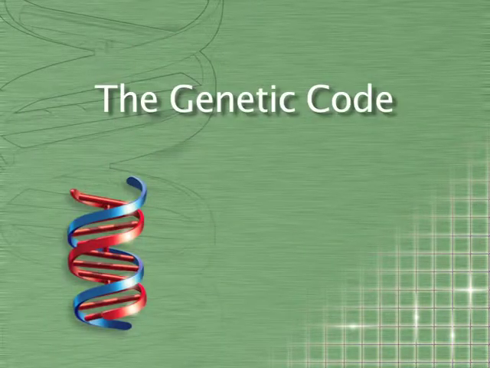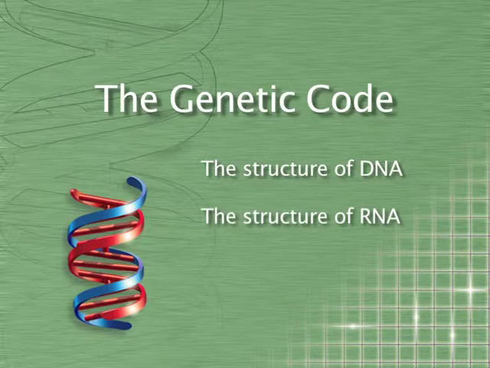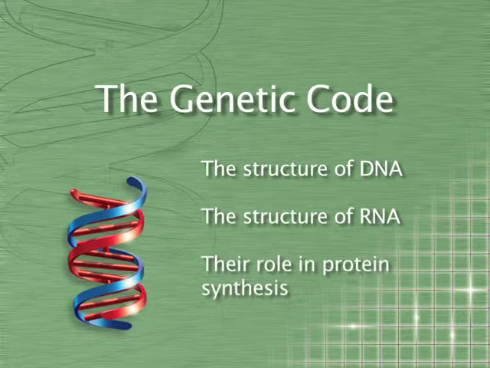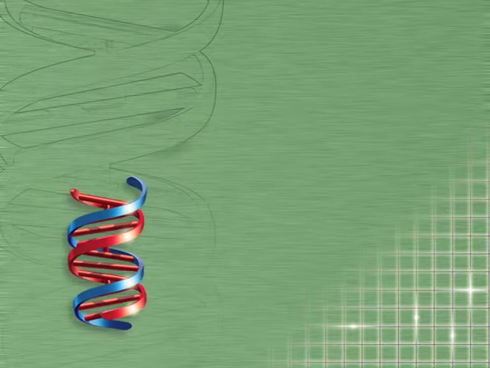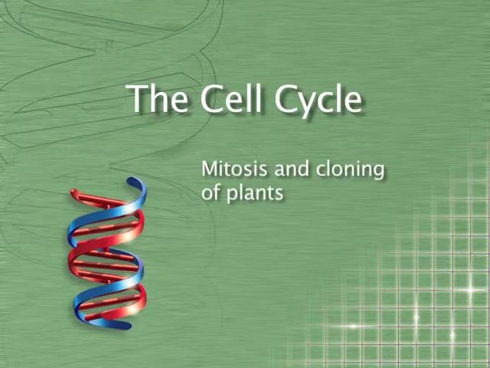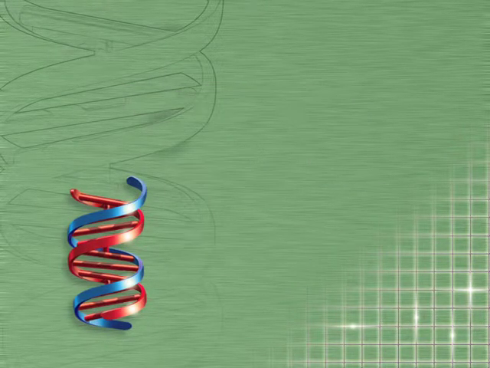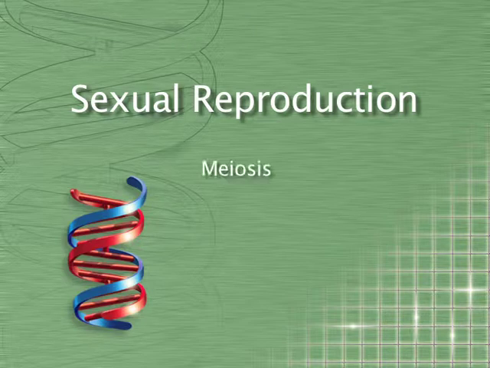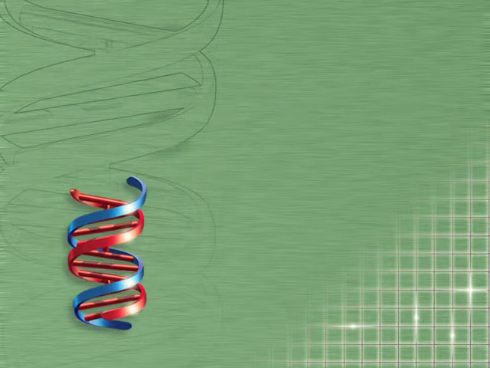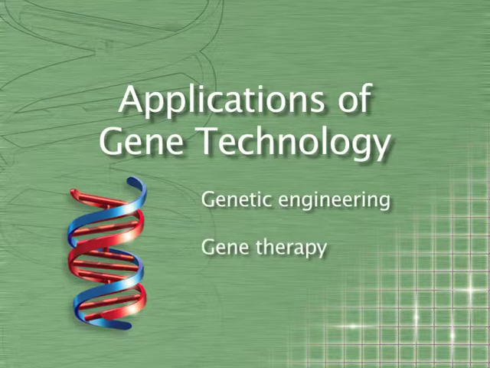In this module, we'll be looking at 4 topics. They are, firstly, the genetic code, the structure of DNA and how it replicates, the structure of RNA, and the role of both these nucleic acids in protein synthesis. Secondly, the cell cycle, mitosis and cloning of plants by vegetative propagation, and embryo cloning of animals. Thirdly, sexual reproduction and meiosis, and finally, applications of gene technology, genetic engineering, and gene therapy.